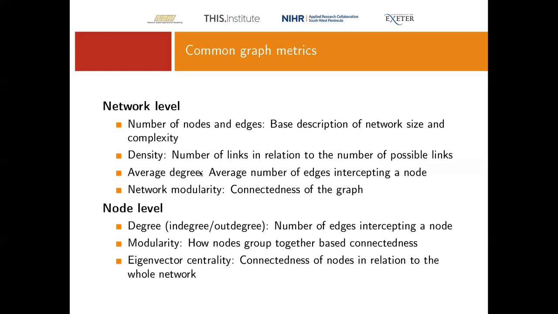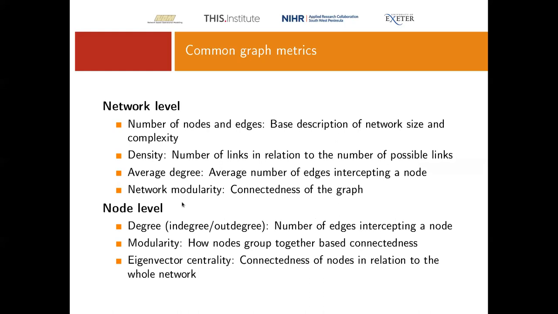Then we've got things like average degree. I mentioned degree earlier, and degree is the number of edges that are intersecting with a node. We can average this across the network to get an idea of the average number of edges intersecting a node. So this will give you an idea of, on average, how many other services a service is interacting with within your system. And this starts to give you an idea of the complexity of the interactions between the entities within your system, your services, departments, or teams.